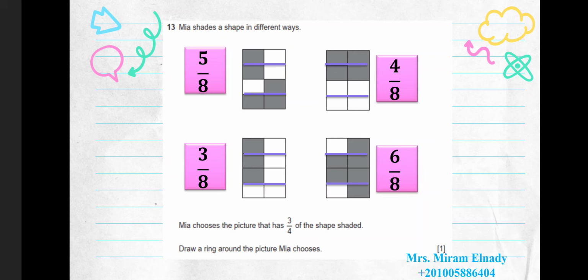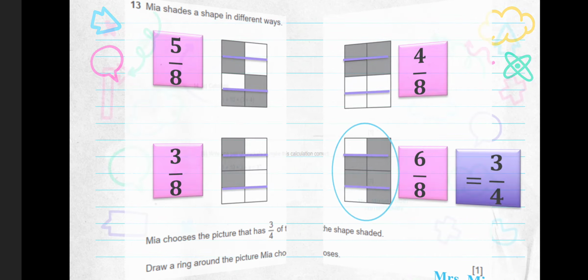So it's here asked me for 3 over 4. I know that 4 over 8 is a half. 5 over 8 and 3 over 8 cannot be simplified. I need to simplify this. So divide by 2, divide by 2, it will be 3 over 4. This is the correct answer.